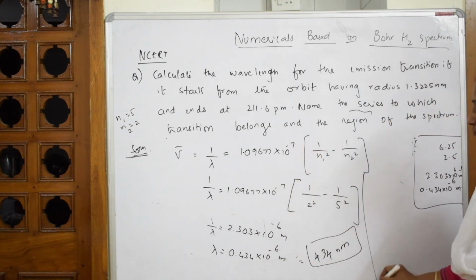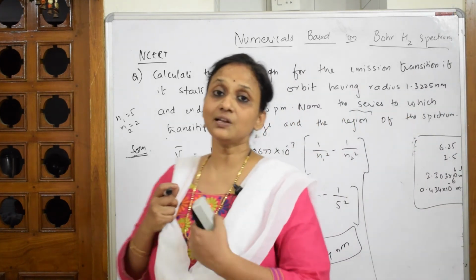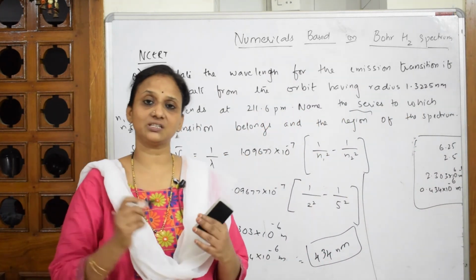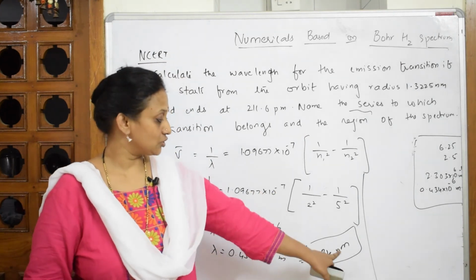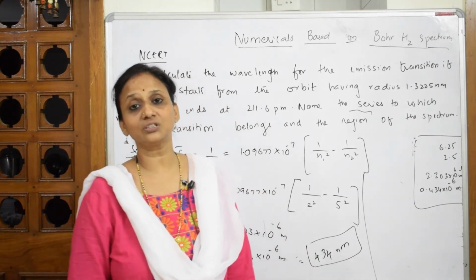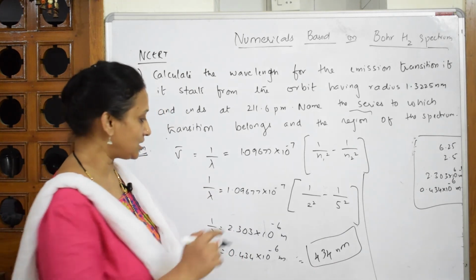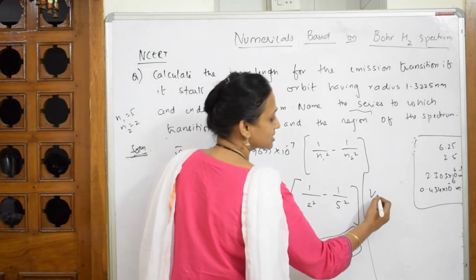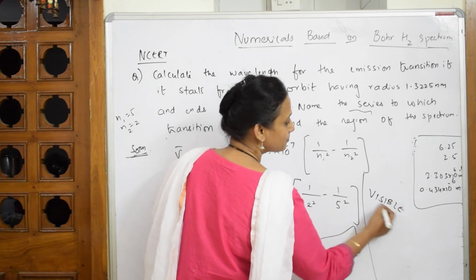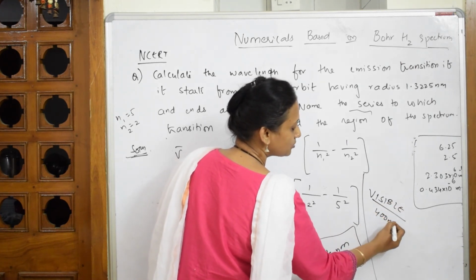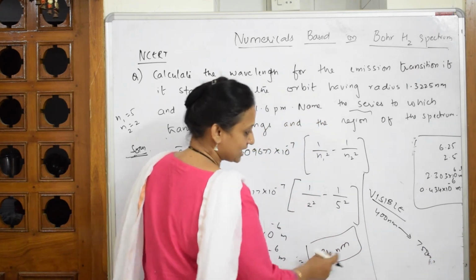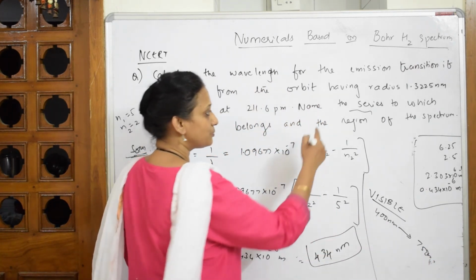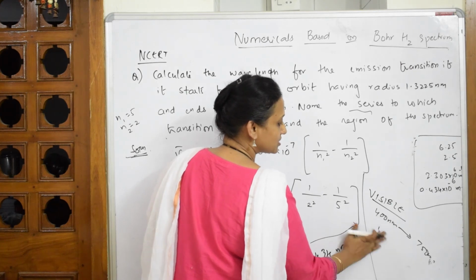Fine. So now I need to answer this question. What region of the spectrum? We very well know our visible region starts from 400 nanometers to almost 750 nanometers. So where is it lying? It's lying in the 434 nanometers range, isn't it? Visible region starts from 400 nanometers to 750 nanometers. So this is lying in between. So the answer would be the region observed is the visible region.